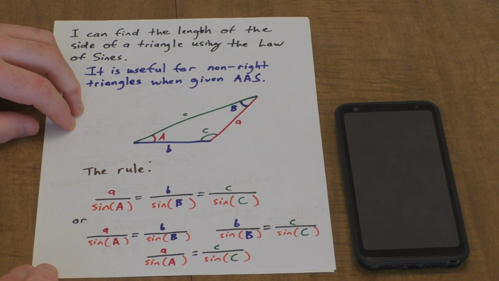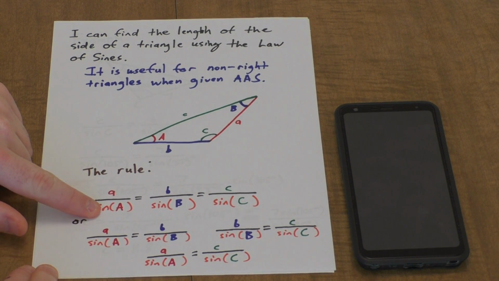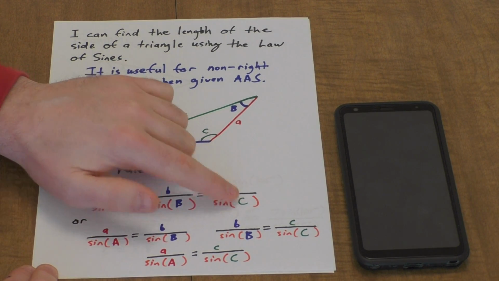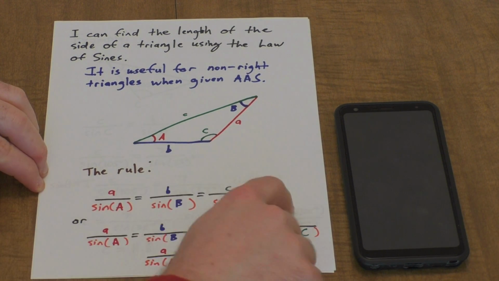It's helpful because we have this rule that says that these ratios, a over the sine of A, b over the sine of B, and c over the sine of C, those being the sides, the little a, b, and c sides, and uppercase A, B, and C, the angles, those ratios are all equal to each other. Okay, that's what this means.